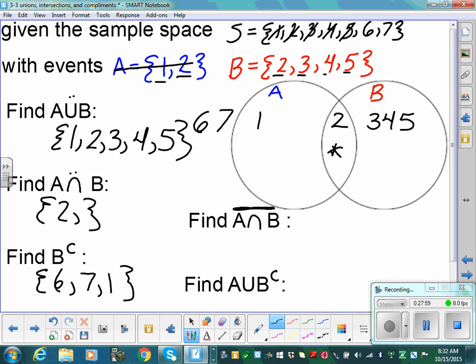And then let's find A intersect B, the complement of that. So I'm going to work from the inside out, kind of. This one doesn't have parentheses, but we could put parentheses around A intersect B. So what is A intersect B? 2, right? A intersect B is 2. Now we want the complement of that. So what's everything that's not 2? 6, 7, 1, 3, 4, 5. Very good.